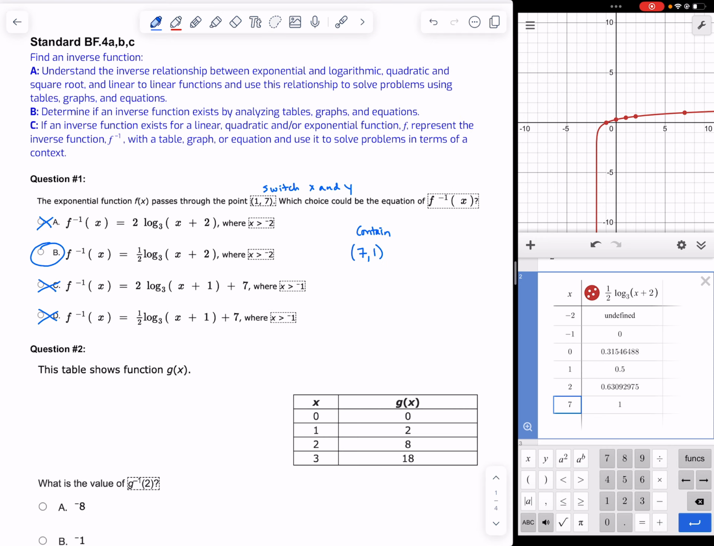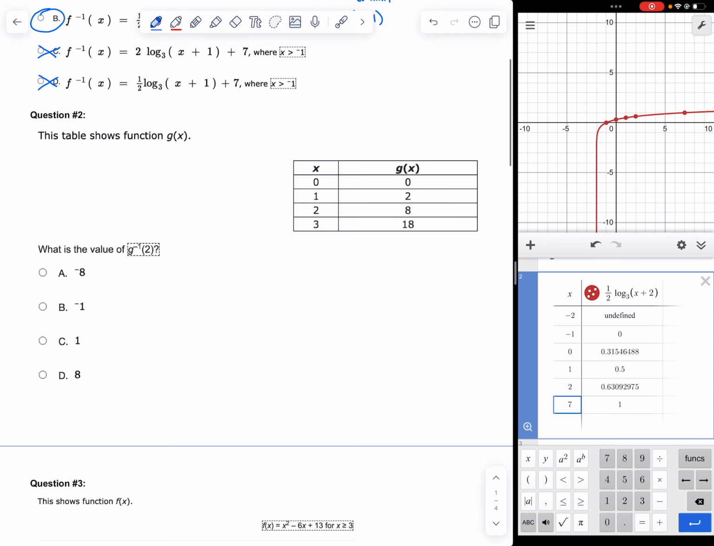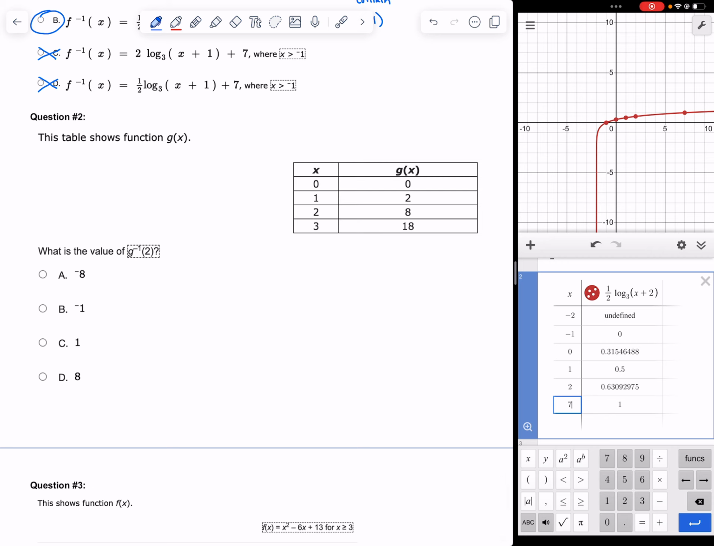So let's look at question number 2. The table shows function g of x, and it wants to know what is the value of g^-1 of 2. So basically what's the inverse for x equals 2? So first we just need to switch x and y for this table.